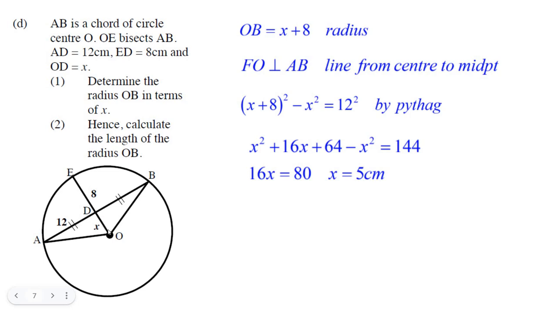Well, if that's 5 centimeters, then OB has got to be the same as OE, the radius. It's got to be 13 because 8 plus 5 is 13. So OB is just 13 centimeters. Because we were told that OB is x plus 8, we can see that it is on this straight line. So there you go. Question D all done.